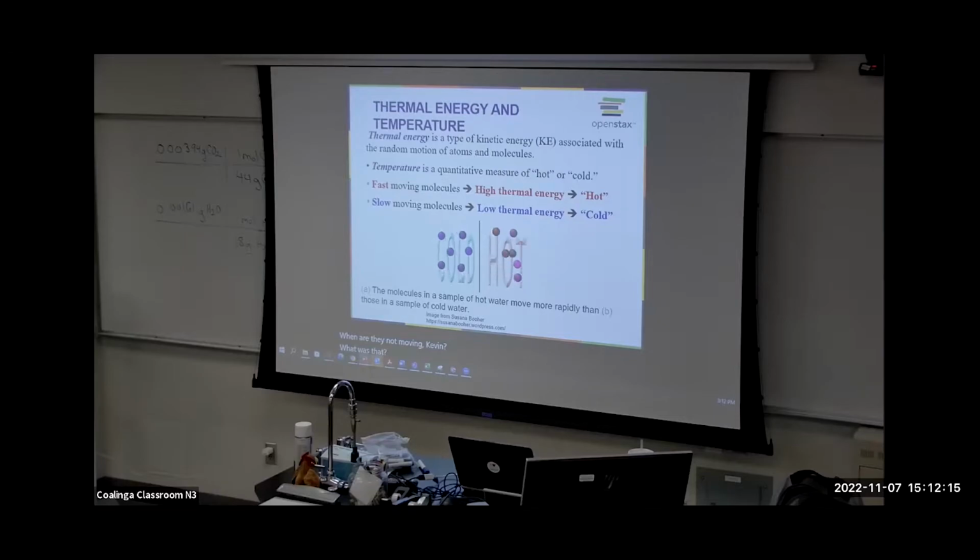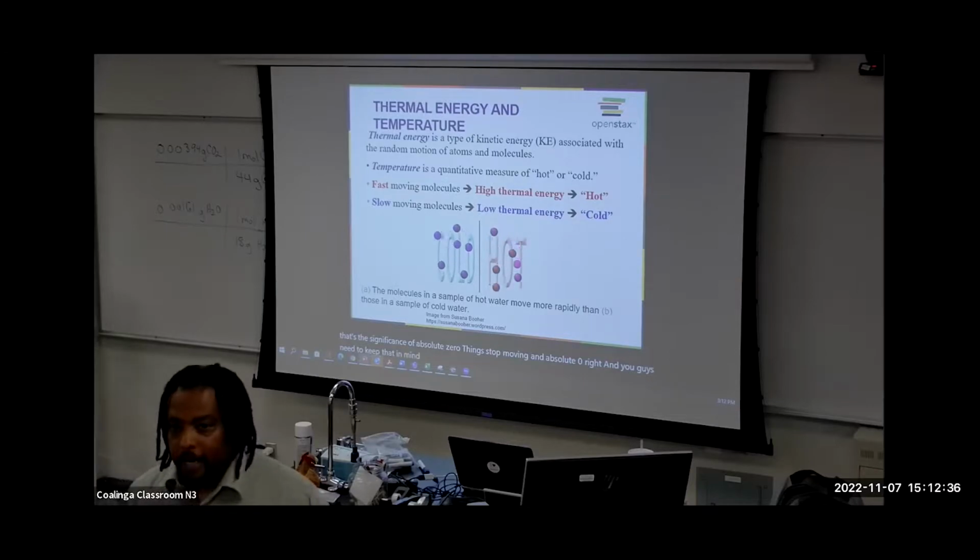Well, you're right, when it's freezing, but if it's just zero, the molecules are still moving. Absolute zero, right? So that's the significance of absolute zero. Things stop moving at absolute zero. You guys need to keep that in mind, okay? You always want to keep that in mind.